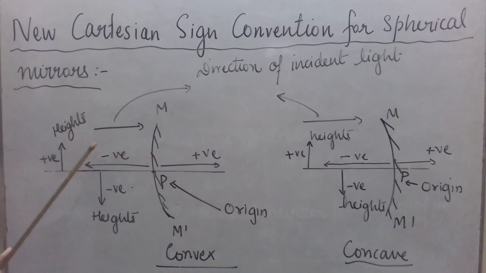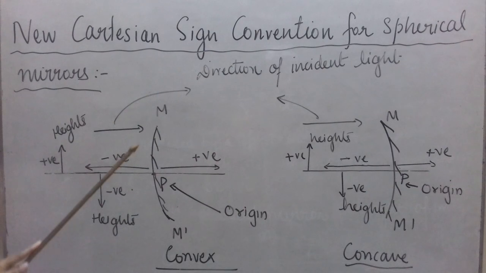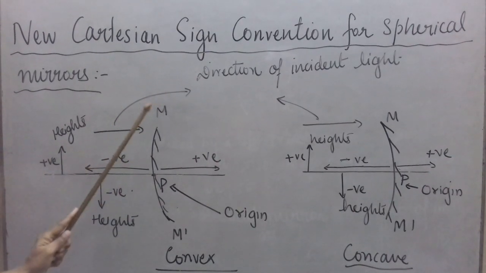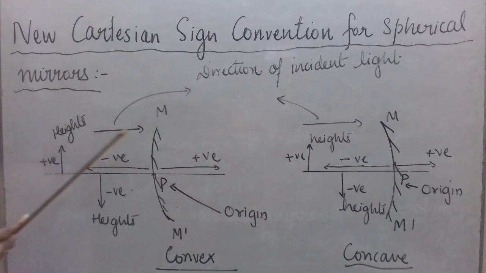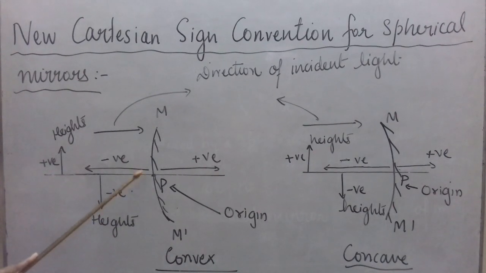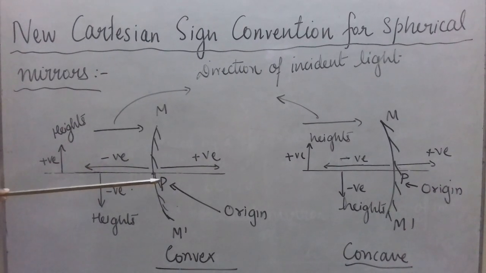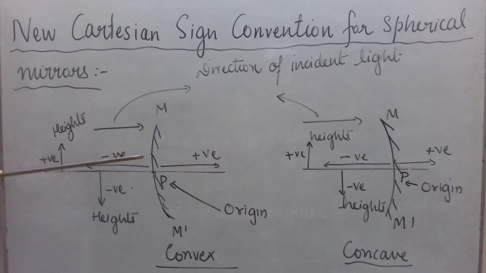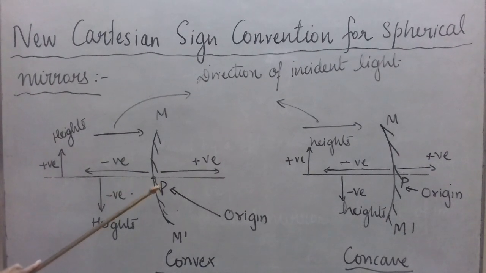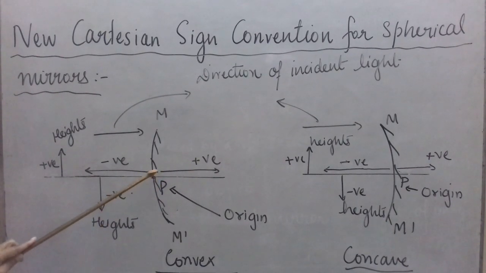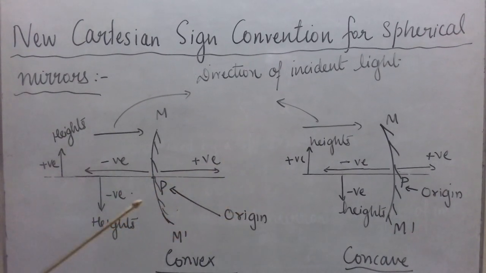So these are the basic things. First of all, you should know, pole is taken as origin, principal axis is taken as x-axis, and object lies always on the left hand side of the mirror. It means direction of incident light is from left towards right. Now, all the distances which are measured parallel to the principal axis are measured from pole. But remember, the distances measured from the pole towards the left hand side are taken as negative. Distances measured parallel to the principal axis and towards right hand side of pole are taken as positive. It is same in both the cases.